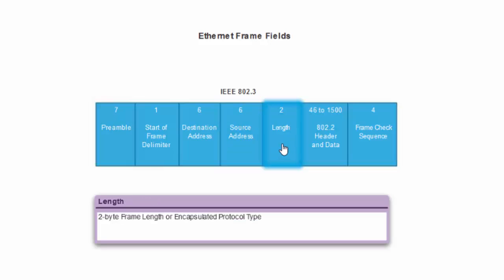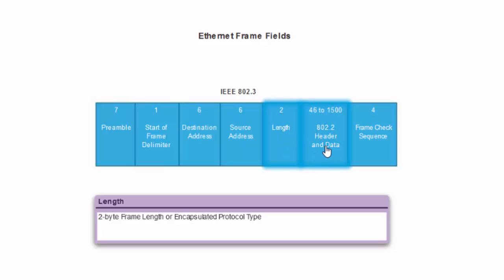The length field is used to represent the length of the data field, and it is actually sometimes used by the standards to indicate the protocol identifier of the network layer. So it's used for two purposes. One is to indicate the length of the data part of the frame, or it's used to indicate the protocol in the higher layer.